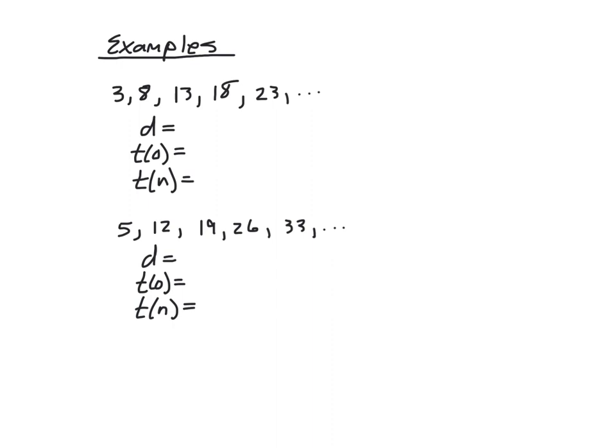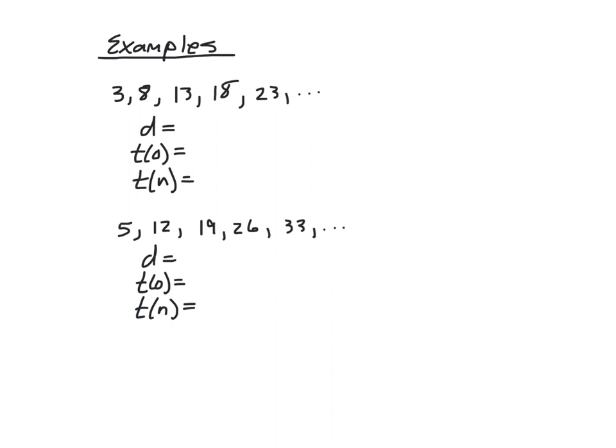All we're trying to do is find our common difference and our t of 0, and from that we're going to create this formula. In this case, the formula is t of 0 plus d times n, just like on the previous page. So let's take a look at this sequence: 3, 8, 13, 18, 23, and then it goes on that same pattern infinitely.